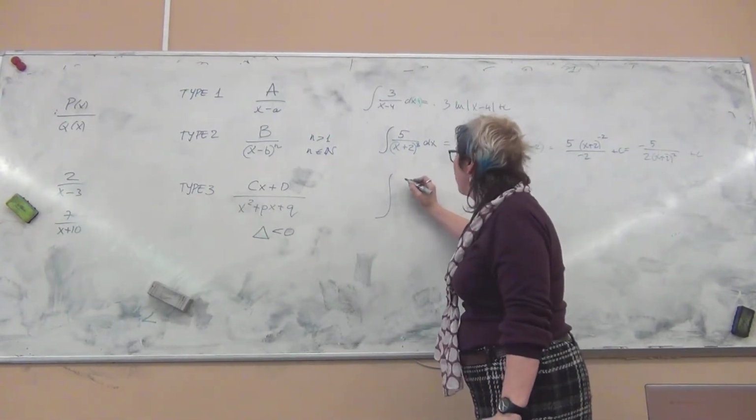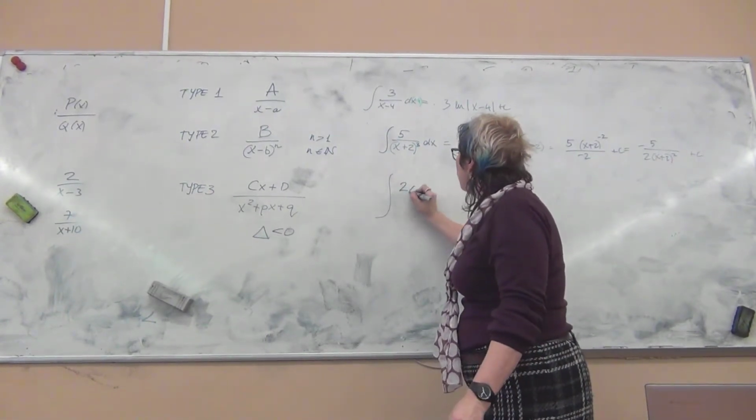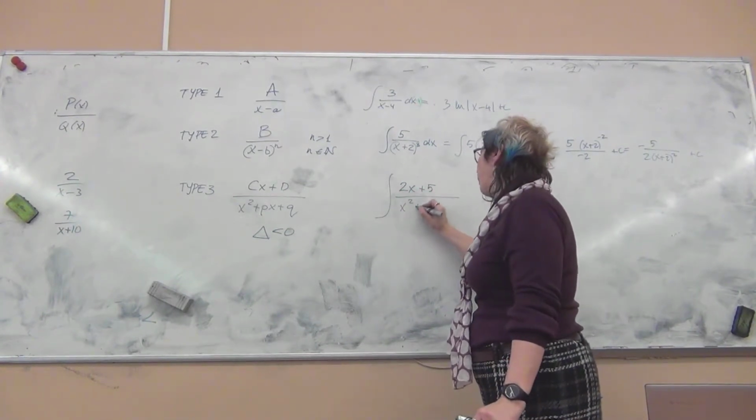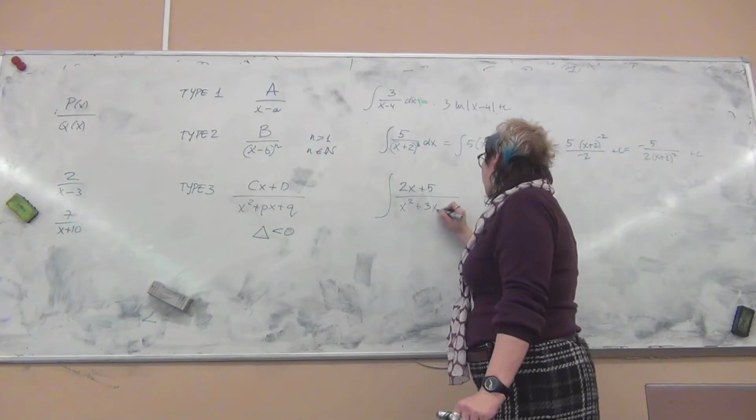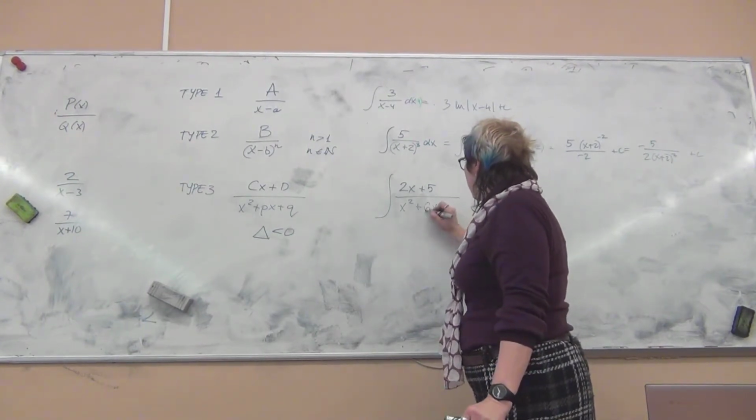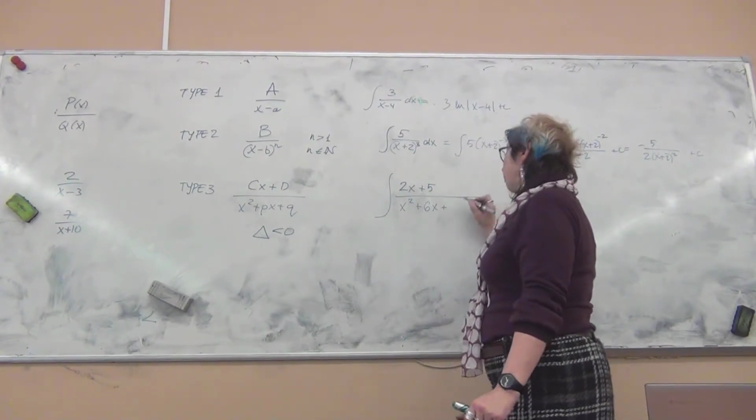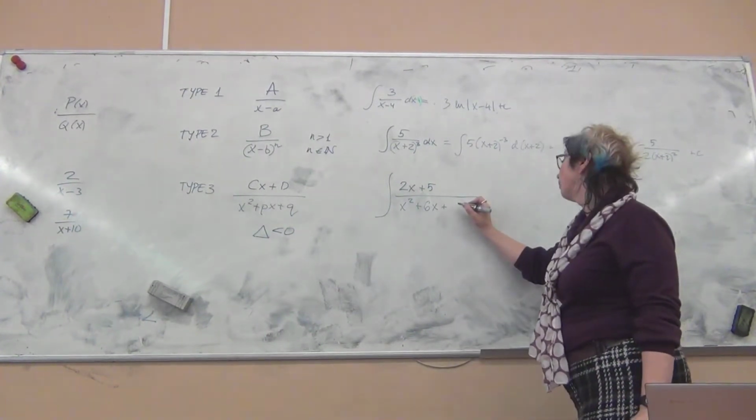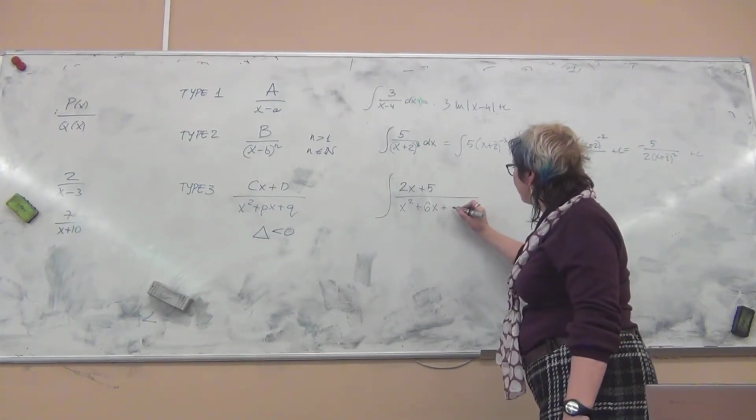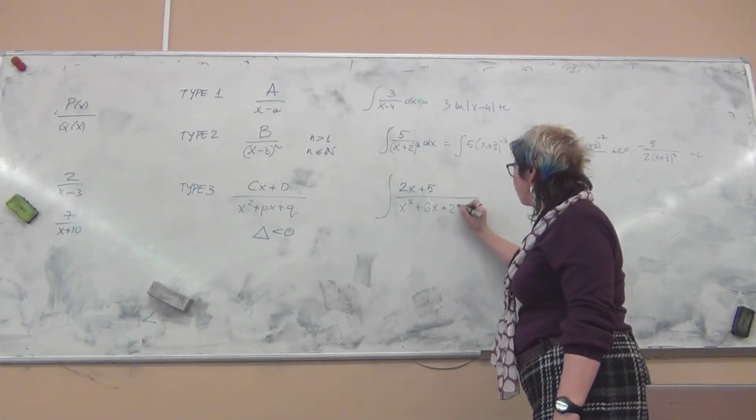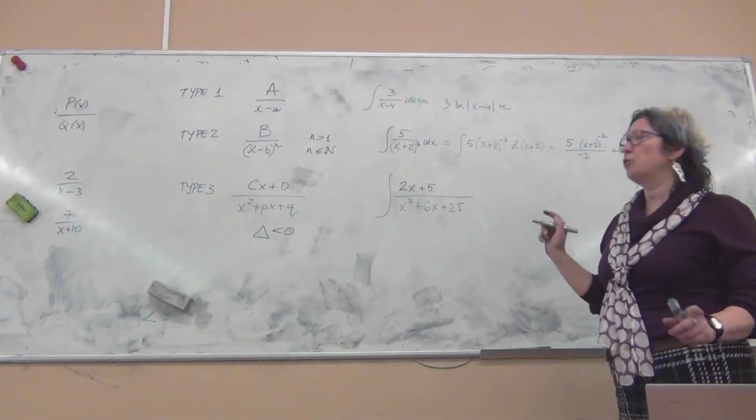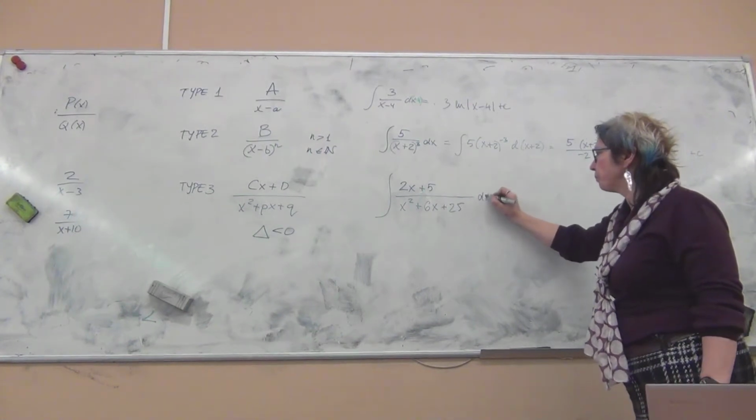Let's imagine, for example, the integral of 2x plus 5 divided by x squared plus 6x plus 25, dx. 25 will be good enough, since 9 plus 16 is good.